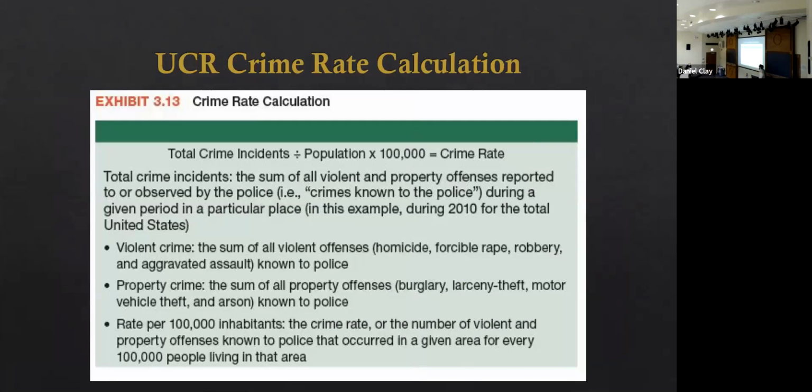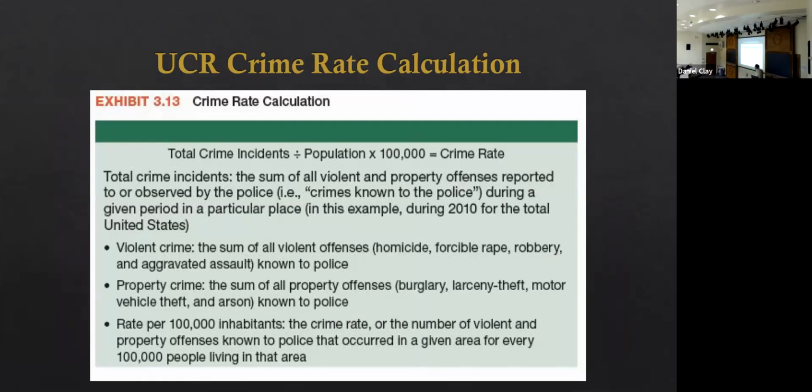Now, how do we calculate the actual crime rate? Crime clock and crime rate are different. Crime clock just helps us conceptualize how often a crime occurs. Crime rate tells us how often a crime occurs in relation to the population. So here's the formula for figuring out how the crime rate works.